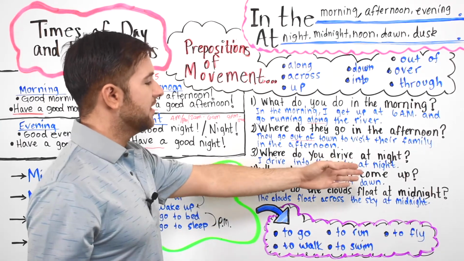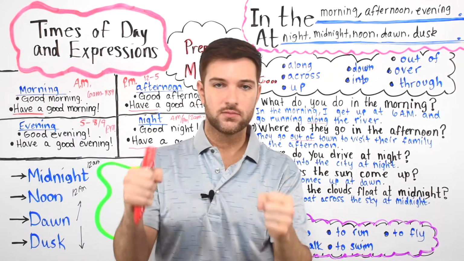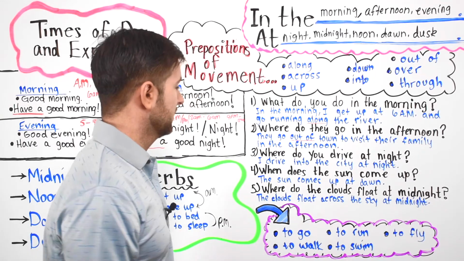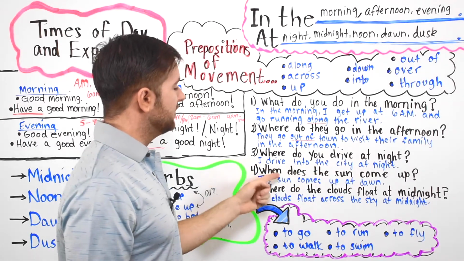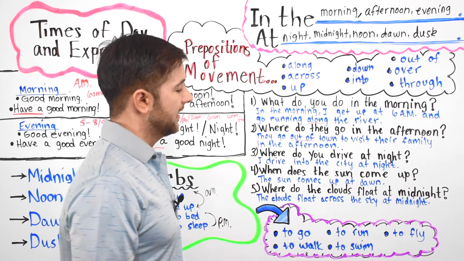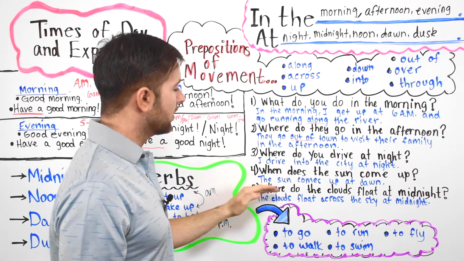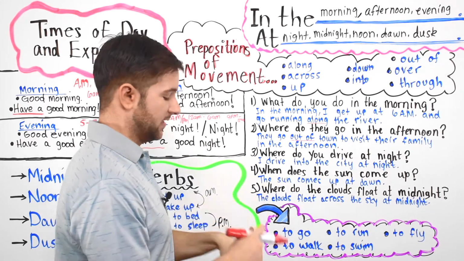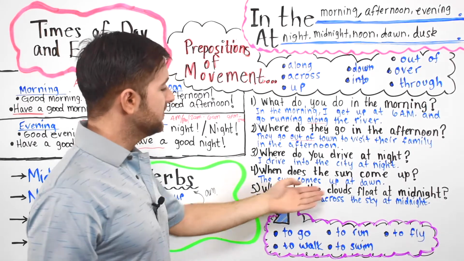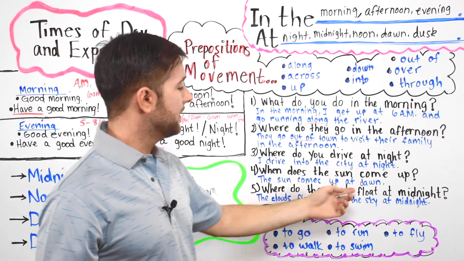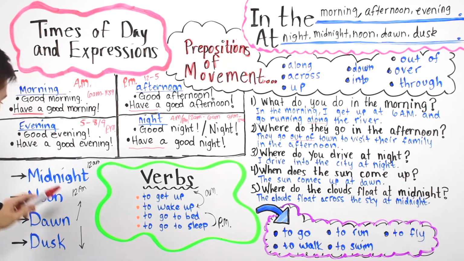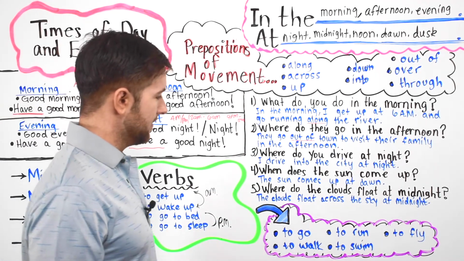Where do you drive at night? Driving like a car, or a motorcycle maybe. Where do you drive at night? I drive into the city at night. Into. Now, when? So like, at what time? When does the sun come up? The sun comes up at dawn. Remember, we have midnight, noon, dawn, and dusk. Dawn is when the sun comes up.